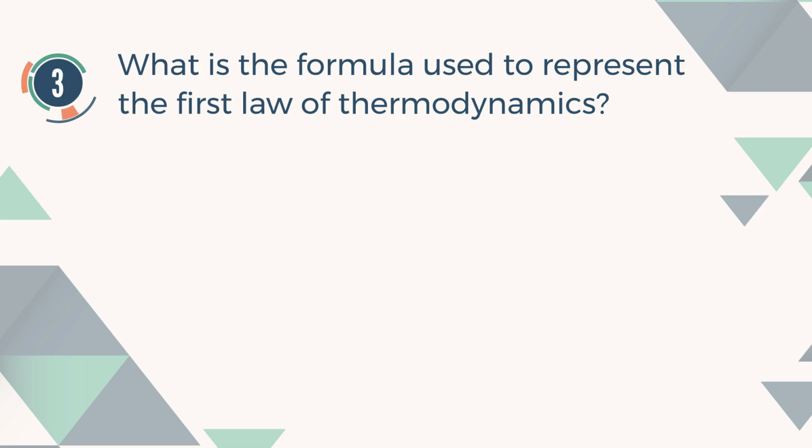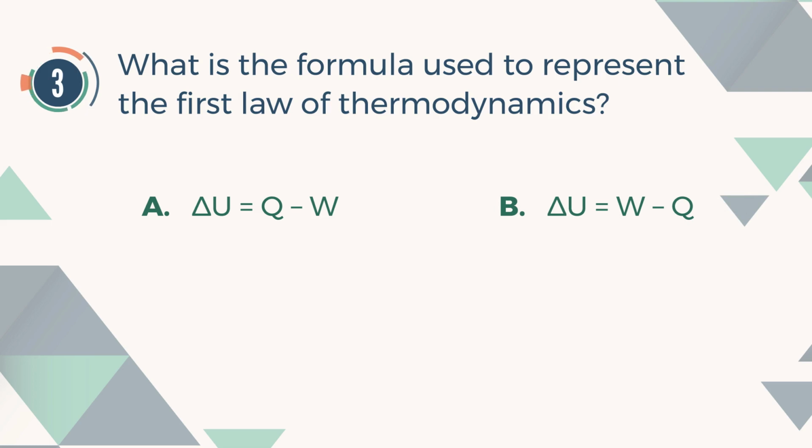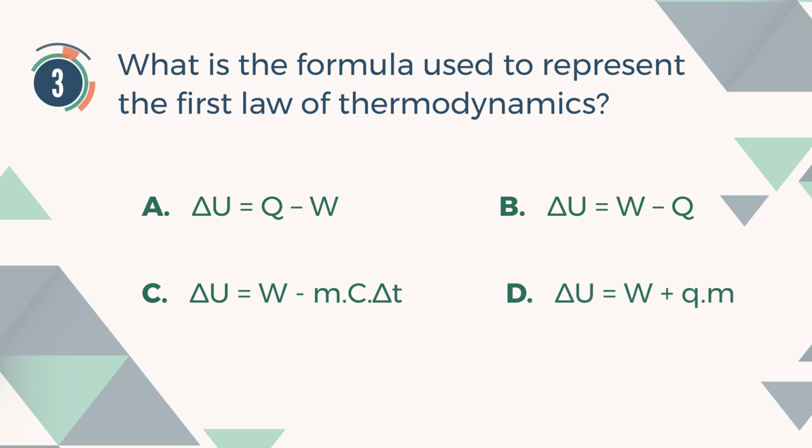Number 3. What is the formula used to represent the first law of thermodynamics? A. Delta U equals Q minus W. B. Delta U equals W minus Q. C. Delta U equals W minus the product of m, c, and delta T. D. Delta U equals W plus Q multiplied by m.